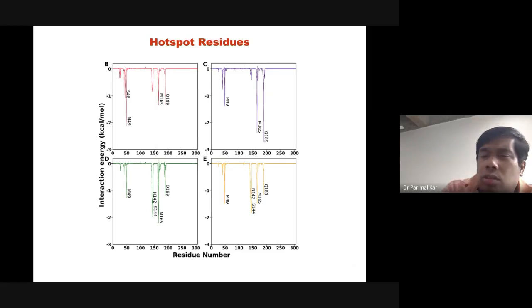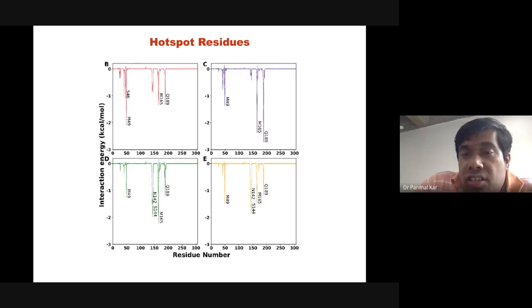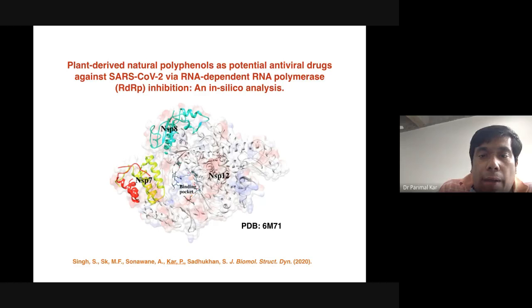Similarly, we found the hotspot residues, that is, which amino acids are contributing most favorably to the binding process, and what could possibly be the mutations that can cause drug resistance. That also you can get from this interaction spectra. This is one thing. I don't want to talk much about this.